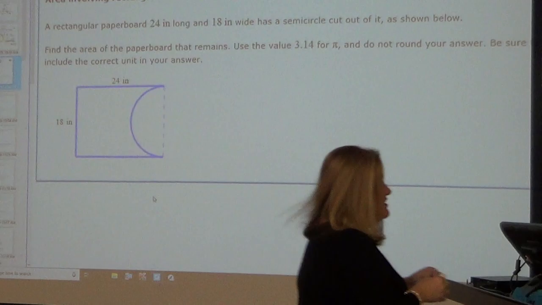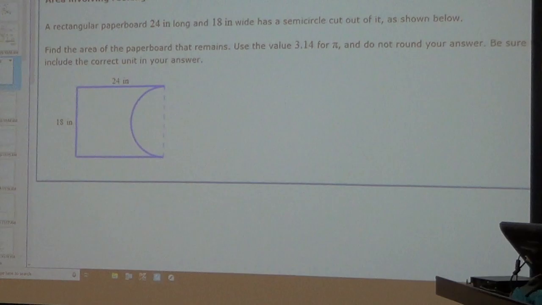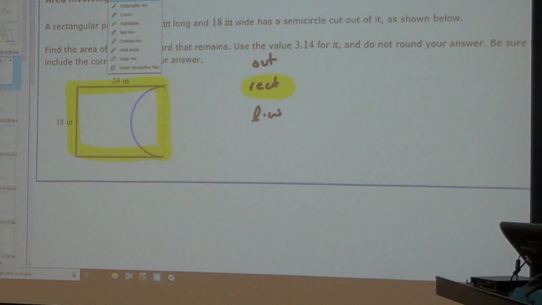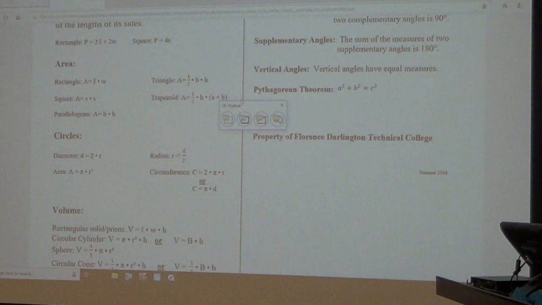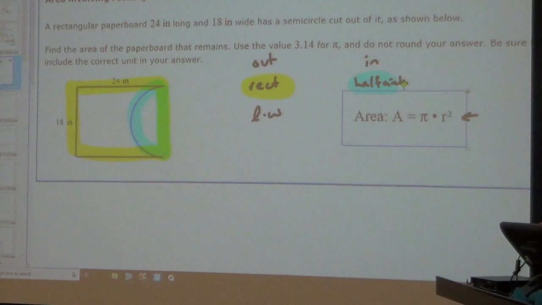Okay? So, same process. I start with the outside shape, which is a rectangle, and we know the formula for the rectangle is length times width. And then I go to the inside shape. My inside shape is half a circle. So if I go to my formula sheet, it only has a full circle. So over here, I only have the area of a full circle. So this is a full circle. So what I do when I get that answer is I cut the answer in half because I only want half of it.